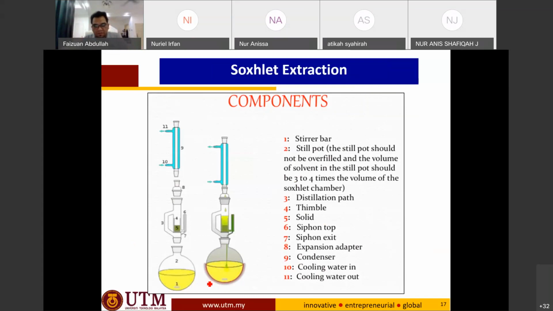See, in this apparatus, we need to heat here. We need to do a heating process. Okay, where do we put our sample? Here, right? It will evaporate and cool back. It will evaporate, condense down. Then the solvent will go inside the round bottom flask again. So we need to do it for a longer time to ensure that all the analyte will be dissolved in the solvent. Don't worry, I will show the video of the Soxhlet extraction.